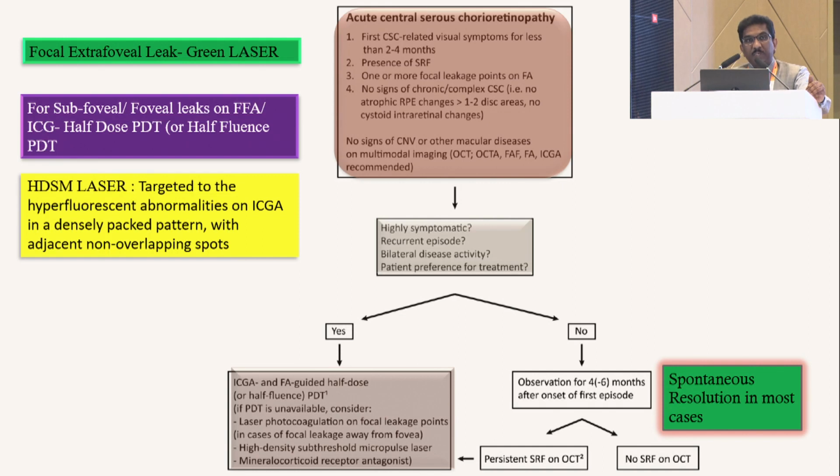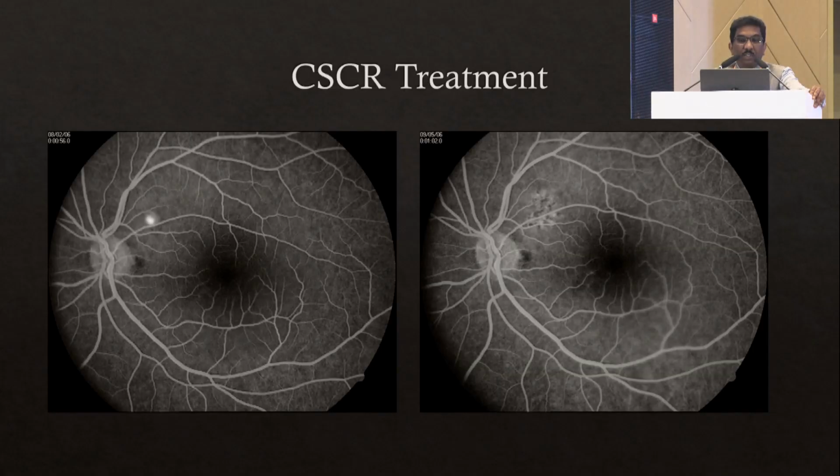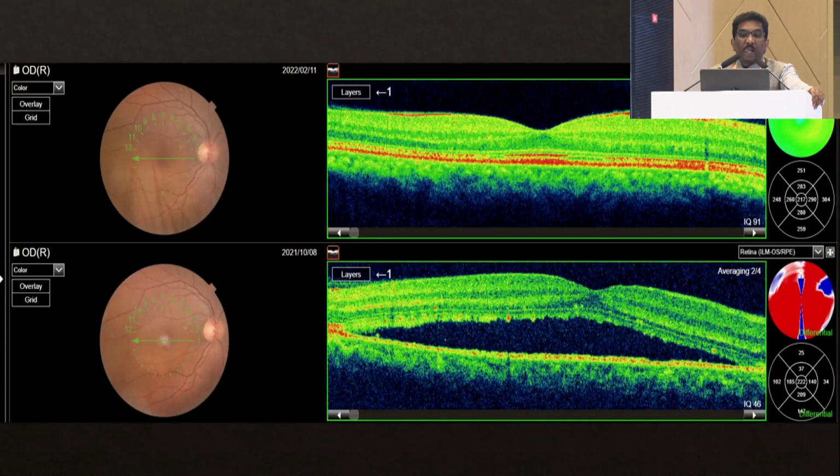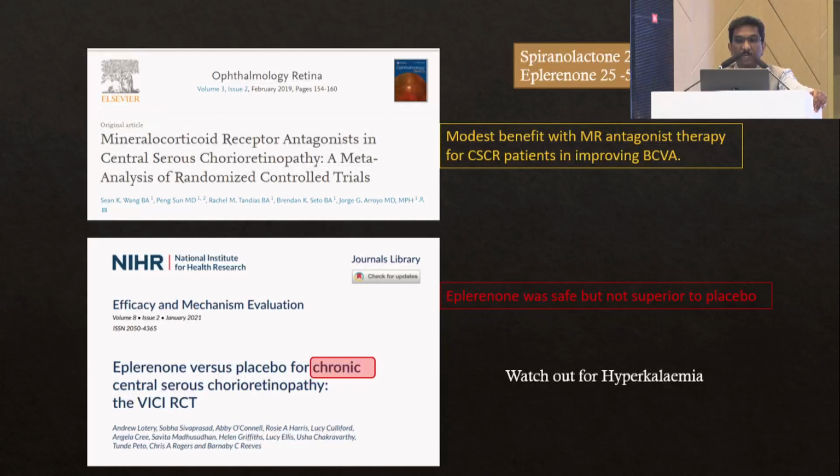If at all we want to treat, we have to go ahead and treat with a focal laser, with the green laser for extrafoveal leak. However, if it is subfoveal, we may have to consider a high density subthreshold micropulse laser in these patients. This is a patient who was treated for the focal leak. You can see the reduction in the SRF. Usually by around 1 to 1.5 months, you will see the resolution happening.